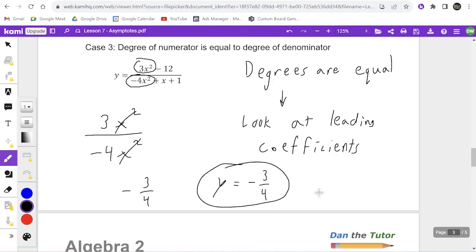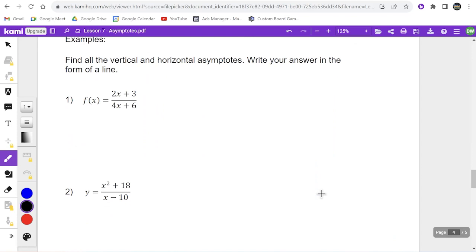Okay then, now we're going to do some practice. Find all the vertical and horizontal asymptotes. Write your answer in the form of a line. When I say write your answer in the form of a line, I'm just saying write y equals 2 or x equals 0, something along those lines. So for this one, first I'm going to start with the vertical asymptote because it's always easier to start with the vertical asymptote.